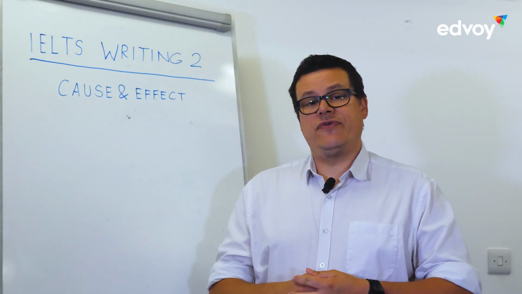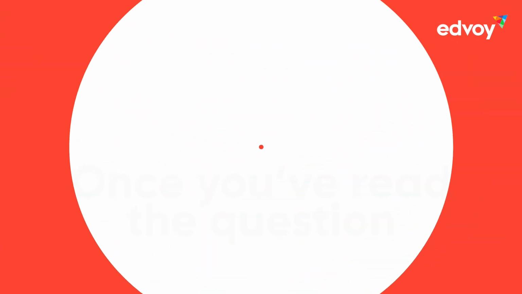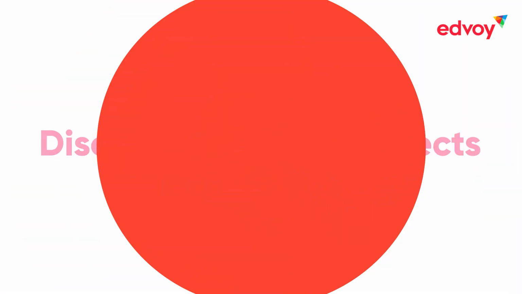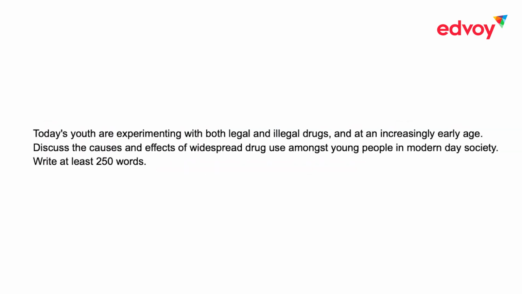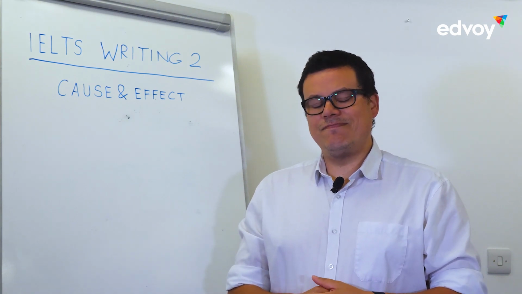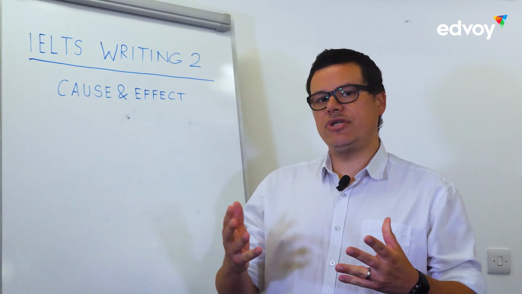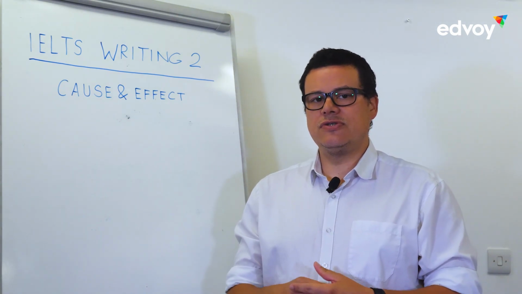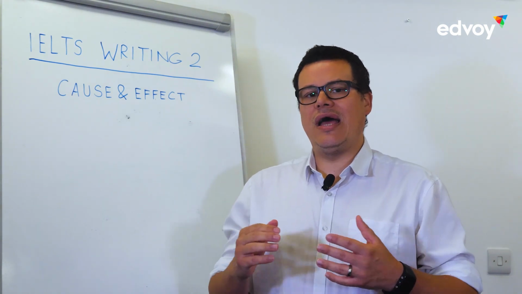So, after presenting the context for your writing, the question will ask you to discuss the causes for the situation and their effects. Once you've read the question and established that it is asking you to discuss causes and effects, start brainstorming ideas. So in our example question about young people and their use of drugs, start thinking about what causes young people to start taking drugs. And for each cause, try to think of what their effects are. So once you've thought of a few ideas, you're ready to start writing. Now, in my previous video about IELTS Writing Part 2, I mentioned that your essay should be clearly organized. So this means you should have an introduction, at least 2 main body paragraphs, and a conclusion.